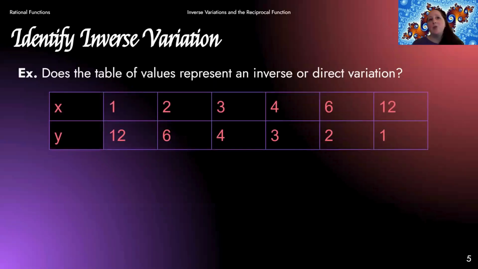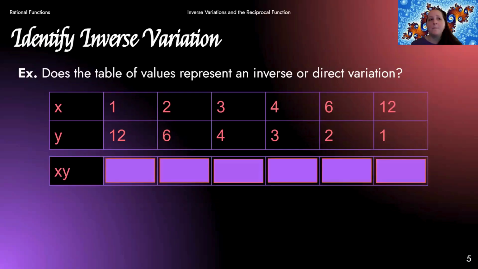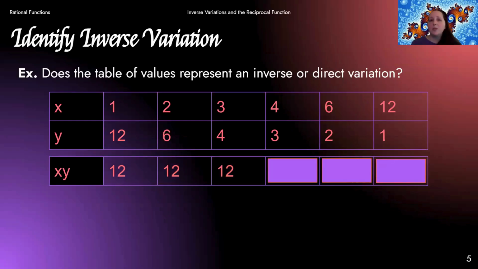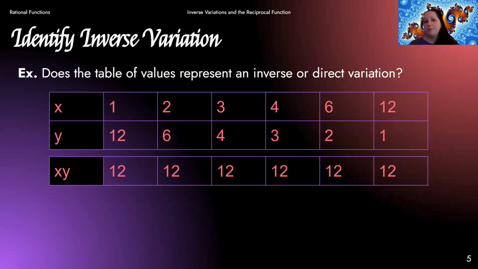Does the table of values represent an inverse or direct variation, or neither? So we have x are 1, 2, 3, 4, 6, and 12, and y are 12, 6, 4, 3, 2, and 1. Okay, so the first thing I'm going to do is multiply x times y together. So 1 times 12 gives me 12, 2 times 6 gives me 12, 3 times 4 gives me 12, 4 times 3 gives me 12, 6 times 2 gives me 12, and 12 times 1 gives me 12.